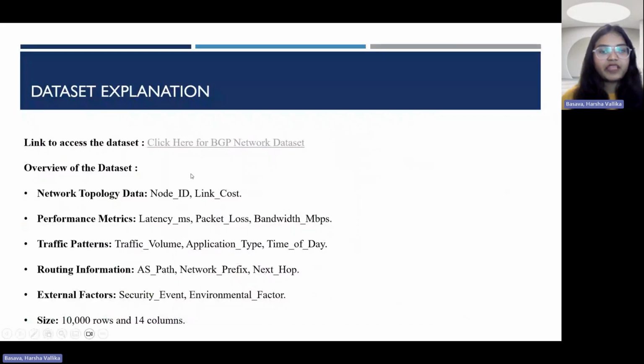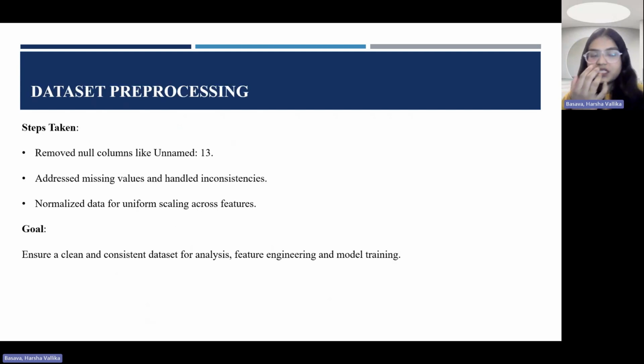So, having given the overview of the data set, these are the categorizations of the column values we have. The size of the data set is 10,000 rows with 14 columns currently. As part of our data set pre-processing, there was a column named Unnamed: 13 which has all null values, so we have removed the column that has null values, and then we addressed the missing values. So far we didn't find any missing values, so that's a good part. We don't have to spend much time in pre-processing data. And we have normalized the data for uniform scaling across features.